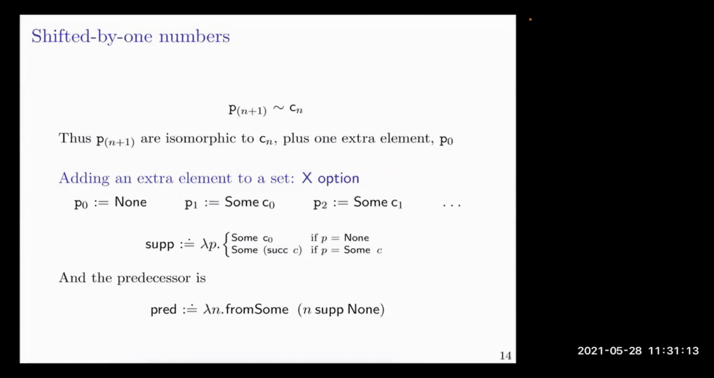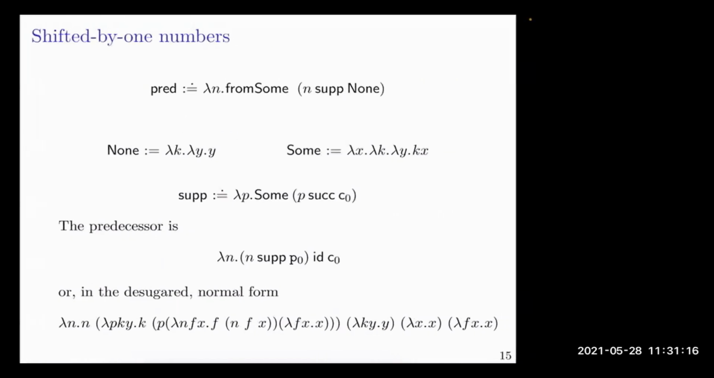Well, that's the recipe. And now if we use the standard encoding of option in lambda calculus, none is this term, sum is this term, then this encoding lets us deconstruct to analyze the term, which is sum or none. So therefore we have this expression for sup, and the predecessor becomes this expression. And if we expand all the abbreviations and normalize that, we get what's written at the bottom of the slide. As you can see, there is progress. It actually fits on the slide, unlike the Kleene predecessor.